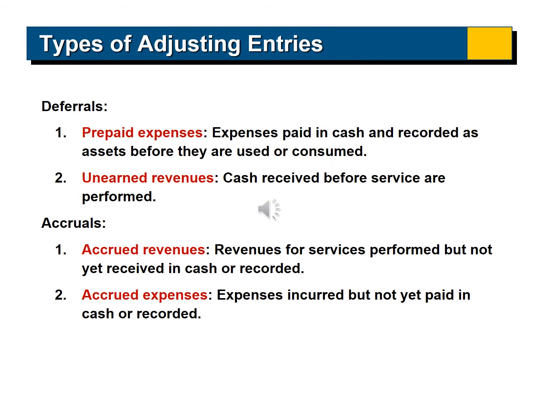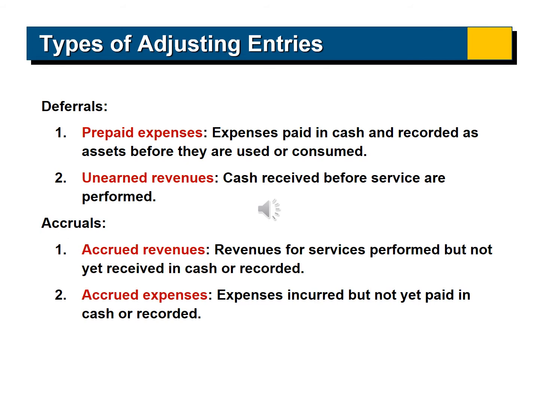As you see here, we have two different types of adjusting entries. The first type is called deferrals. Under the deferrals, the first one is prepaid expenses. This happens when a company pays in advance for some service or some good that it's going to receive in the future. And this is considered as an asset. So you debit the asset, which is the prepaid expense, and you credit the cash, which is paid in advance.